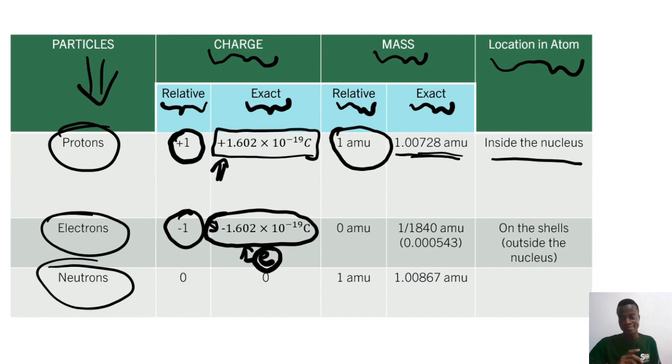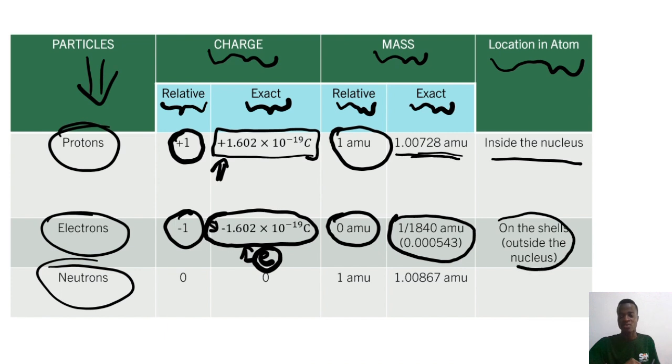In terms of mass, relatively, this one doesn't weigh anything. Electron doesn't contribute significantly to the mass in an atom. And remember, they are on the shell. Now look at the exact one. If you want to go into the exact one, it's 1 over 1840 or 1836 AMU. If you break that down, it's 0.000543. I look at proton, it's 1.007. So proton is way, way heavier than electron. Electron is basically 0 AMU. So they don't contribute much, and they are on the shells outside the nucleus, as we have said.